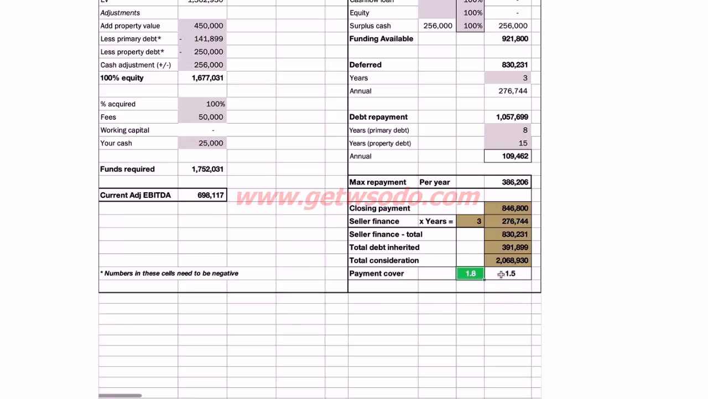But let's say, just for example, we were paying a 5 times multiple for this business. We're still going to pay the deferred payments over 3 years. But look, it's going to be a lot more money because we're paying a lot more for the business. So the payment cover is now way below 1.5. So it wouldn't be safe to do that deal. I know at a 3x multiple with the financing I've got available, I'm going to be able to comfortably do this deal. So that's the simple model method for enterprise value.